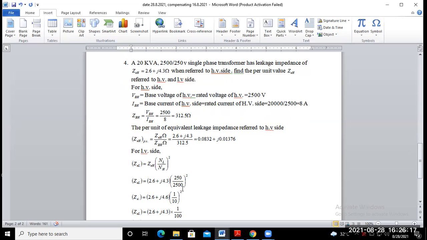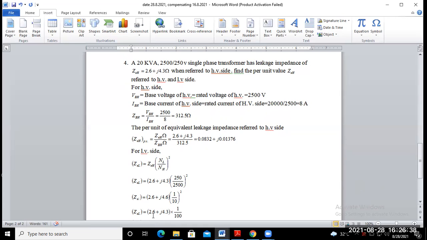250 divided by 2005 square. So this one becomes how much? 1 by 10. So 1 by 10 whole square. That means 1 by 100. So 1 by 100. Okay.